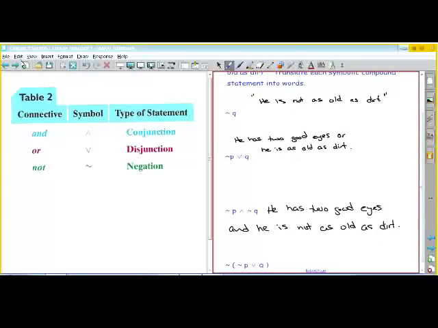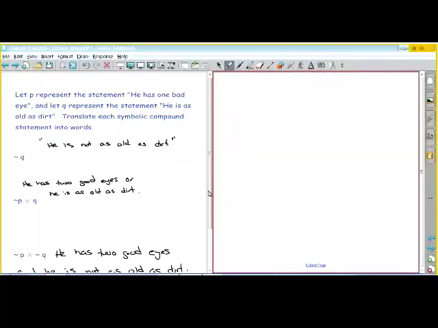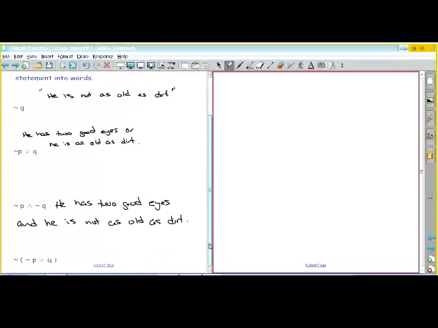And then the last one is this one, which I'm going to write on the next page so we can see. It's this statement with another negation in the front of it. So let me just write it down.